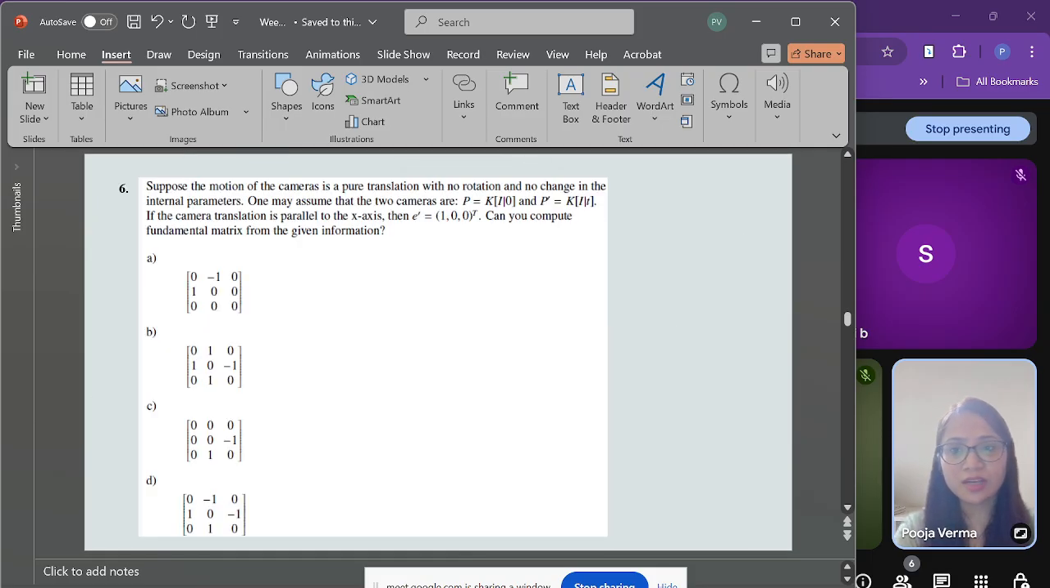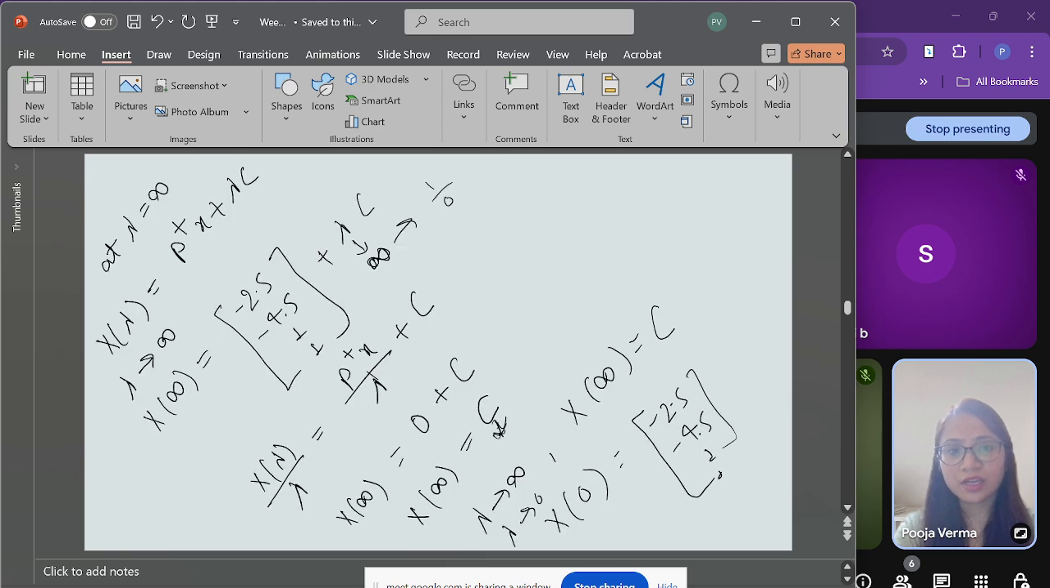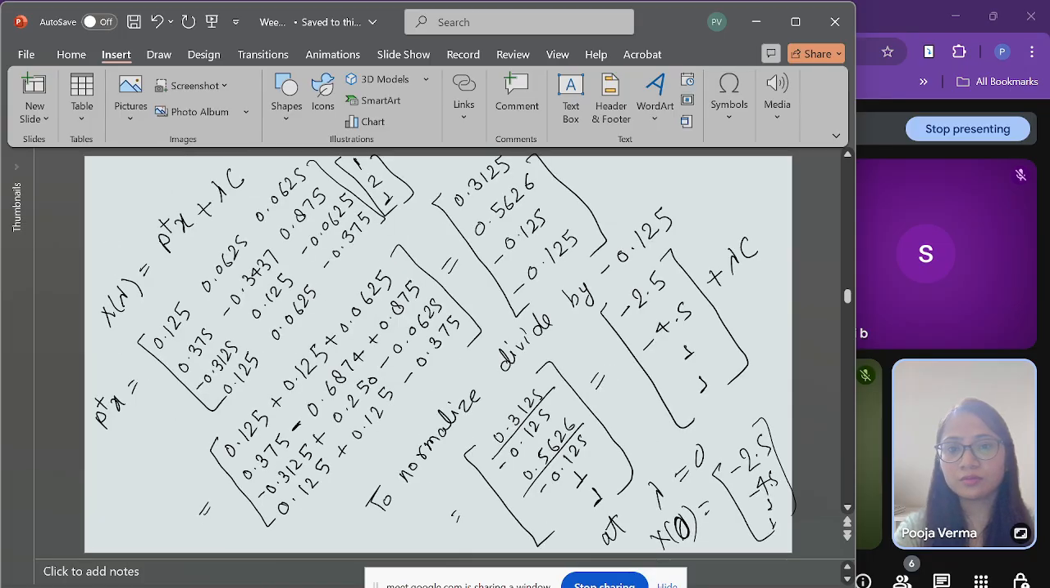Have you understood this question? Does anyone have any doubt about this question? So simply you have to calculate the pseudo inverse of P into x values, then we have to vary lambda equal to 0 and lambda equal to infinite. If lambda is equal to 0, this value will be 0. If lambda is equal to infinite, this one will be 0. Okay.